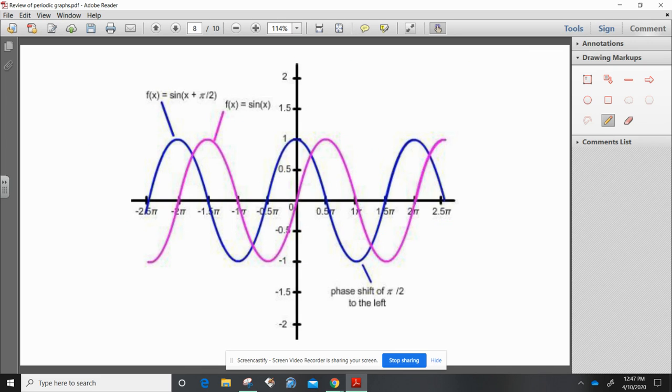Okay, also, they have these things called phase shifts, which basically means move it right or left. So if I look at the purple or pink, that is the normal sine graph, and it does a full period in 2 pi or 360 degrees. Now, the only thing that's different here is the blue one. Now I'm going to shift that to the left 90 degrees or pi half, right? So everything gets moved 90 degrees that way, every single point.